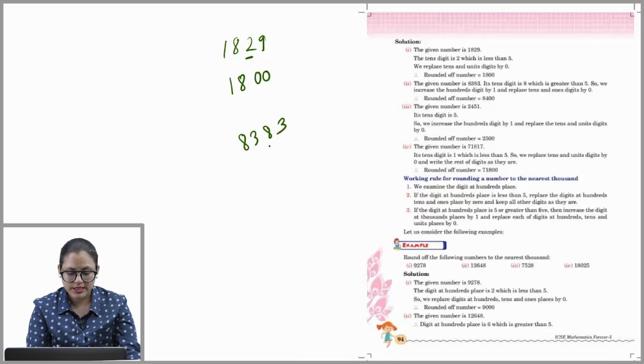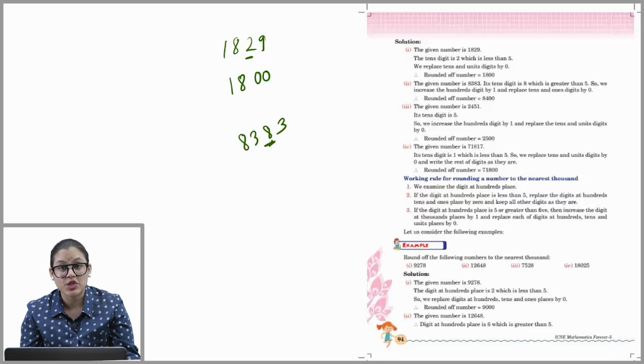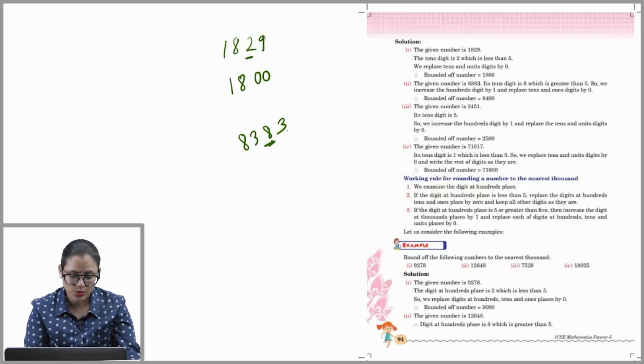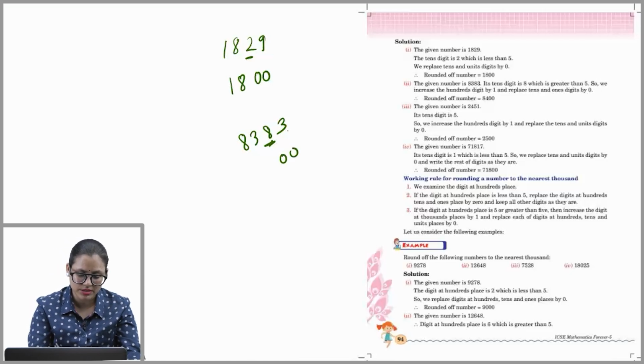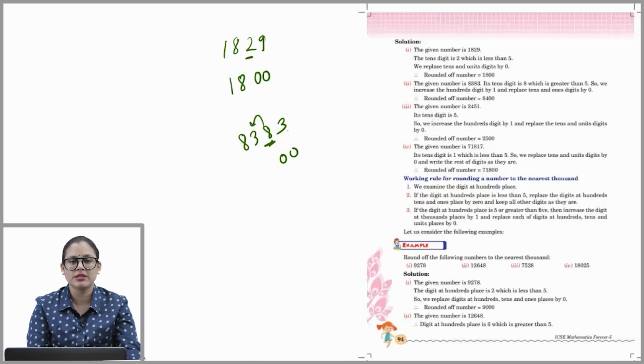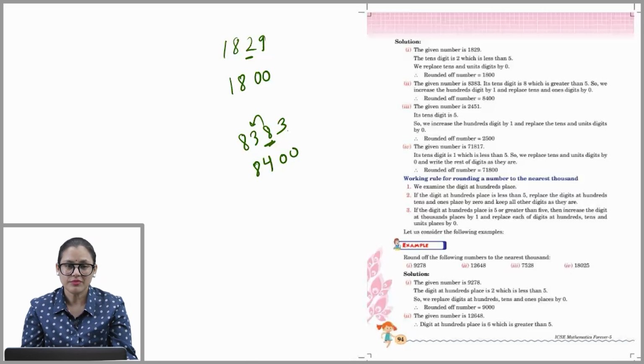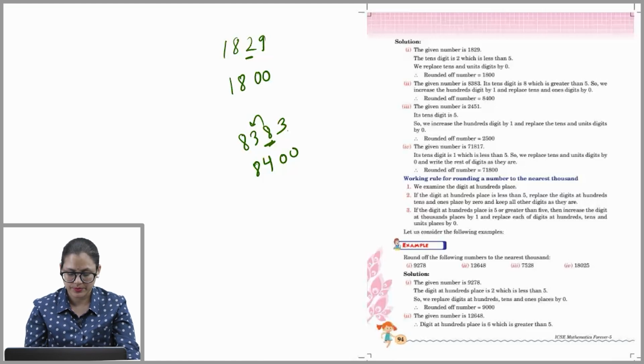Next is 8383. Okay. At tens place there is 8, which is greater than 5. So, first replace these two digits by 0, but this time this number will increase by 1, that is 4, 8400. Okay.